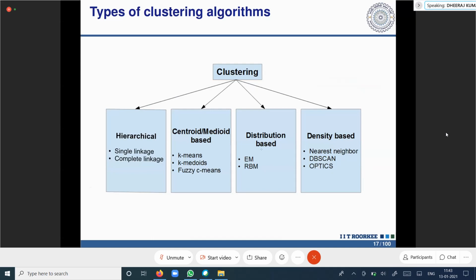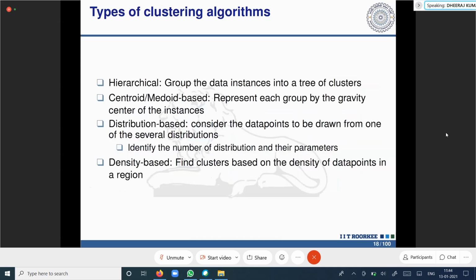The next one is centroid or medoid based clustering. What these algorithms do is they represent the points belonging to each cluster by its centroid or medoid. The next one is a distribution based algorithm, which tries to fit a distribution to the data and tries to find the parameters of that distribution. Another one is a density-based clustering algorithm, which tries to group together points which have similar density. So these are all the different types of clustering algorithms. In today's talk, we will talk about all of them except the distribution-based algorithms.